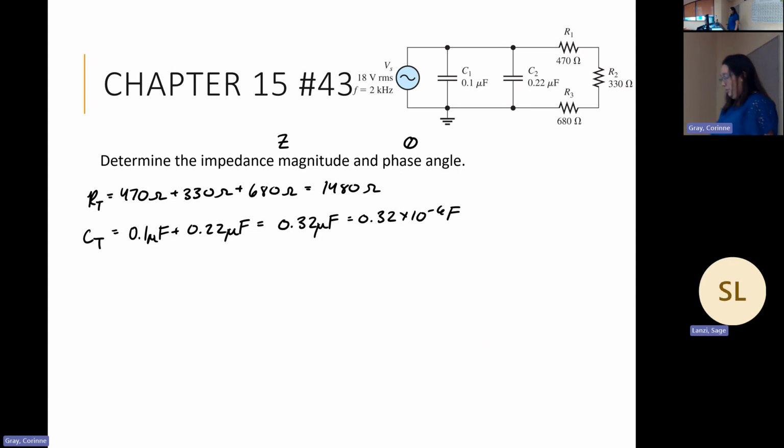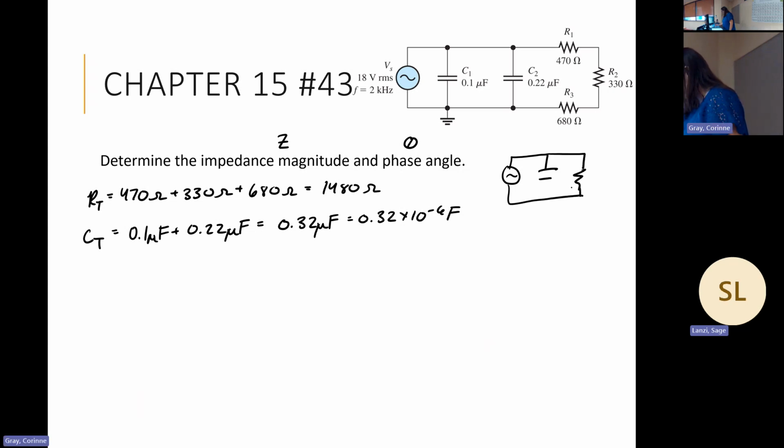If I wanted to, I could redraw this circuit. I don't know if it helps us do this. It does confirm that our total resistance and our total capacitance are in parallel. So this means that we can utilize parallel equations, of which, in the past 20 minutes of class, we have talked about really 4 unique equations. So we have to decide how we want to solve this. At the end of the day, I want my Z value and its corresponding theta value.